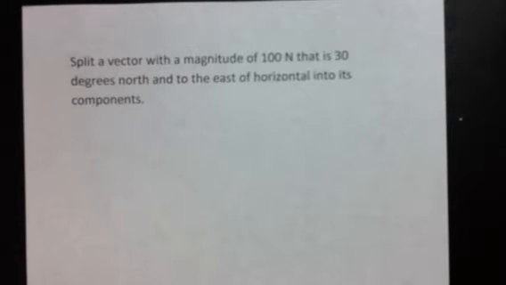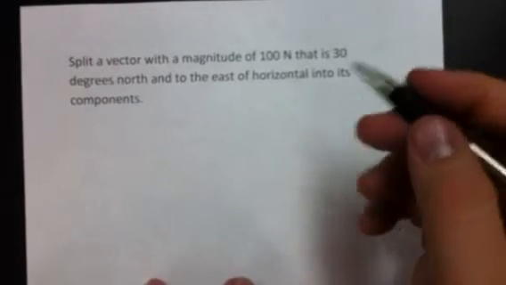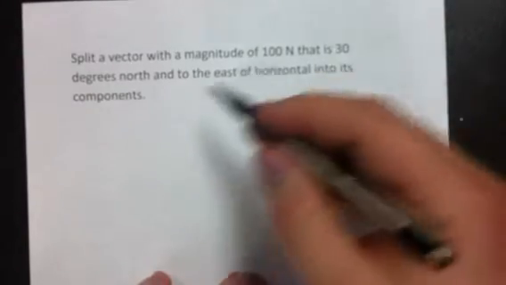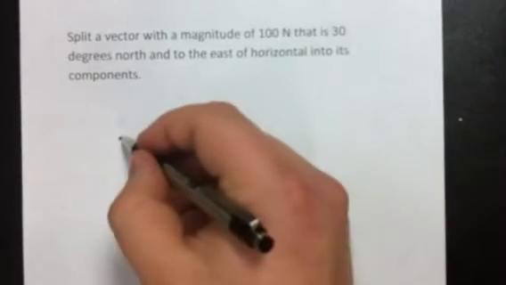Welcome back to our continuing review of Chapter 7. This problem states, split a vector with a magnitude of 100 that is 30 degrees north and to the east of the horizontal into its components. So what we're going to do is first draw a picture to get a general idea of what this problem is asking.